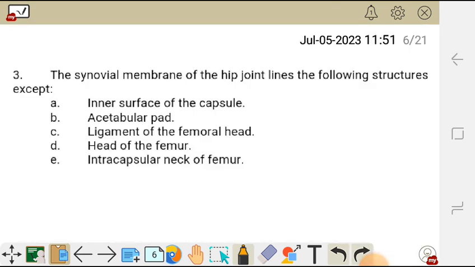So on our question here, except D, which is the head of the femur. So the synovial membrane will line all of these except the head of the femur. So the correct answer is D, except D.